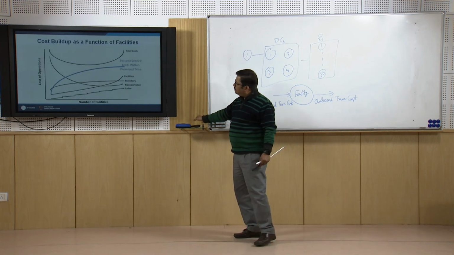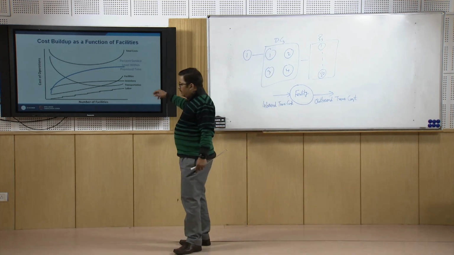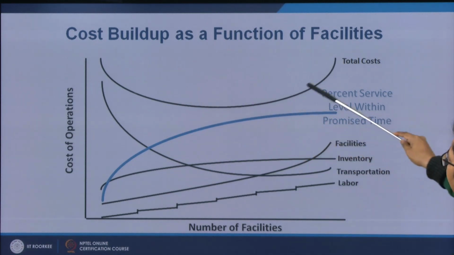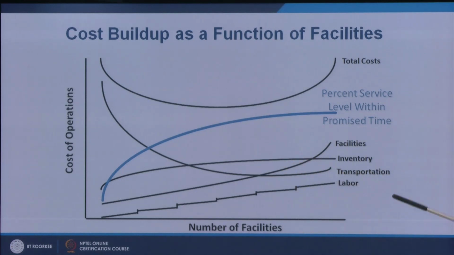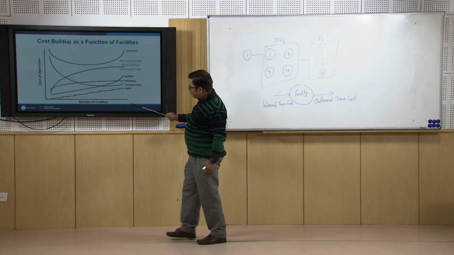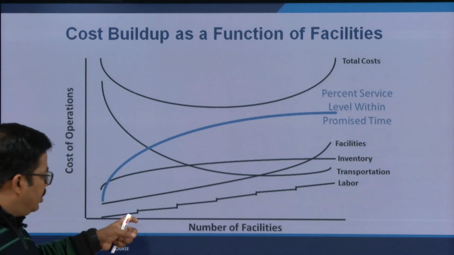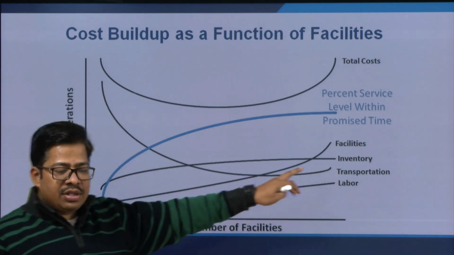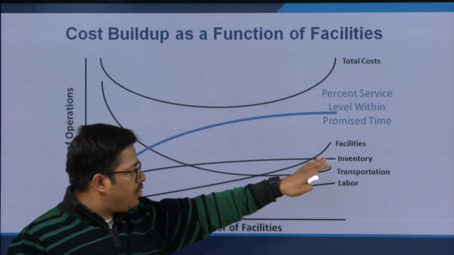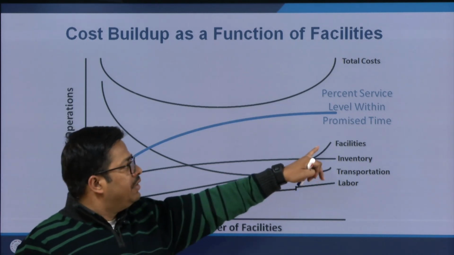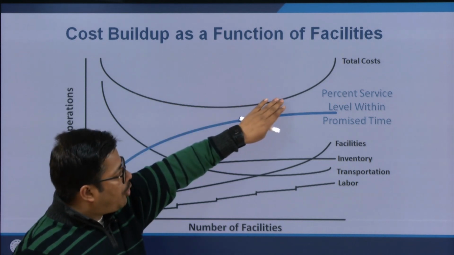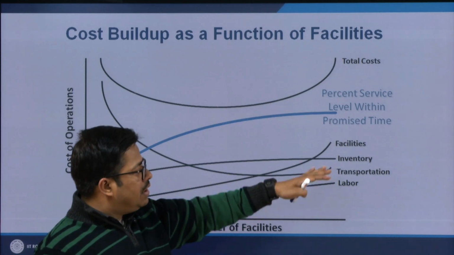Then if I combine my various types of cost, this type of curve emerges where this curve at the top represents the total cost, which is the sum of facilities, inventory, transportation and labor cost. With increase in facilities you have a step increase in the labor cost also. You have transportation cost decreasing and then increasing, you have inventory cost which increases with number of facilities and the cost of facilities itself, and as a result of that you have this total cost curve where total cost is decreasing up to a point and then it starts increasing because of increase in the transportation cost.